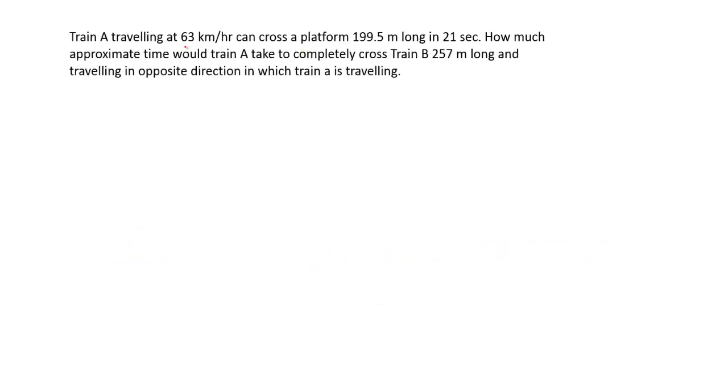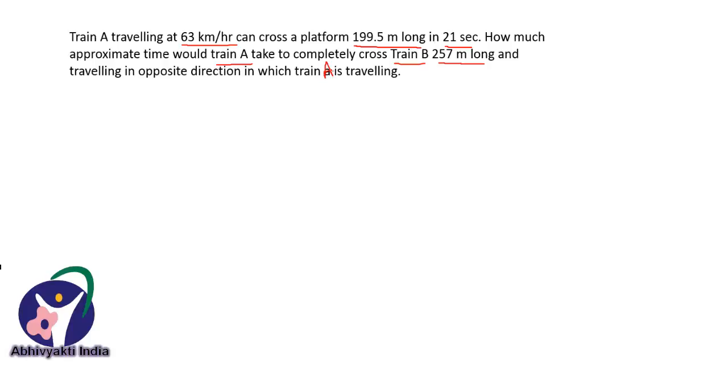A train traveling at 63 km per hour can cross a platform 199.5 meter long in 21 seconds. How much approximate time would train A take to completely cross train B, 257 meter long and traveling in the opposite direction in which train A is traveling?